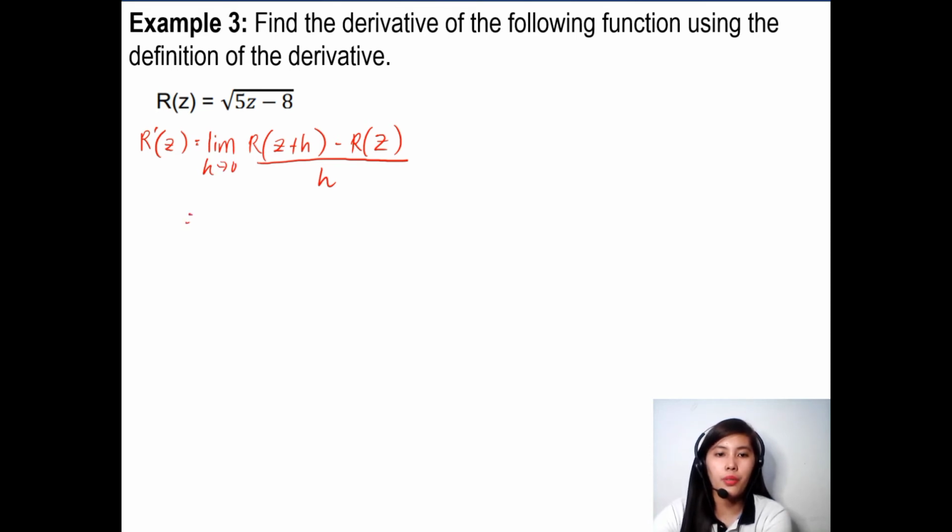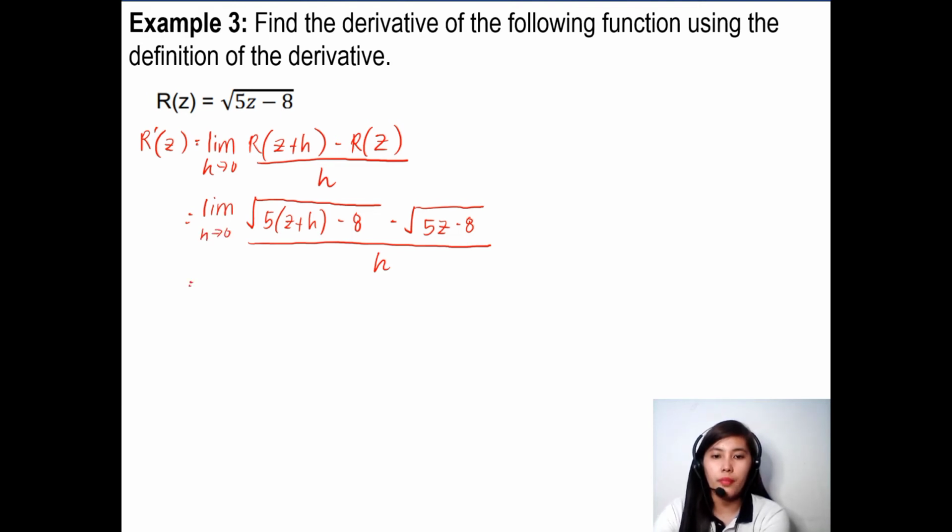Now let's substitute. All z in our equation will be z plus h here. So we have the limit of the square root of 5 times z plus h minus 8, minus our r of z, that is the original equation, square root of 5z minus 8, then all over h as h approaches 0. Okay?